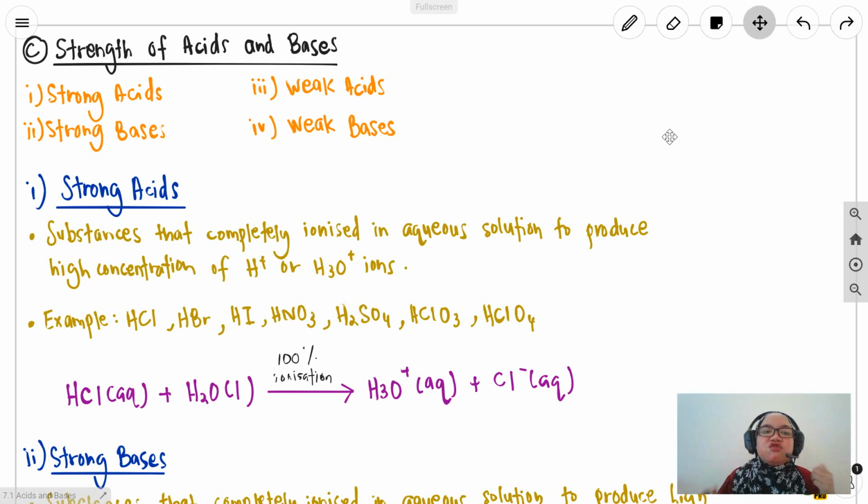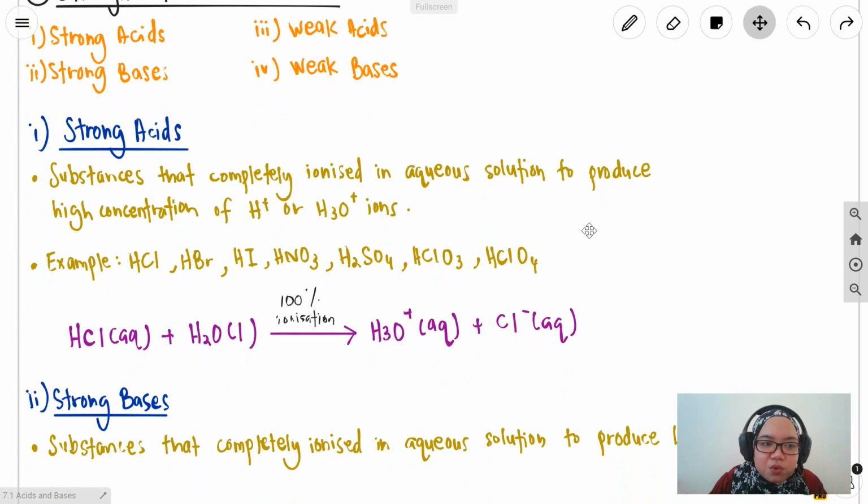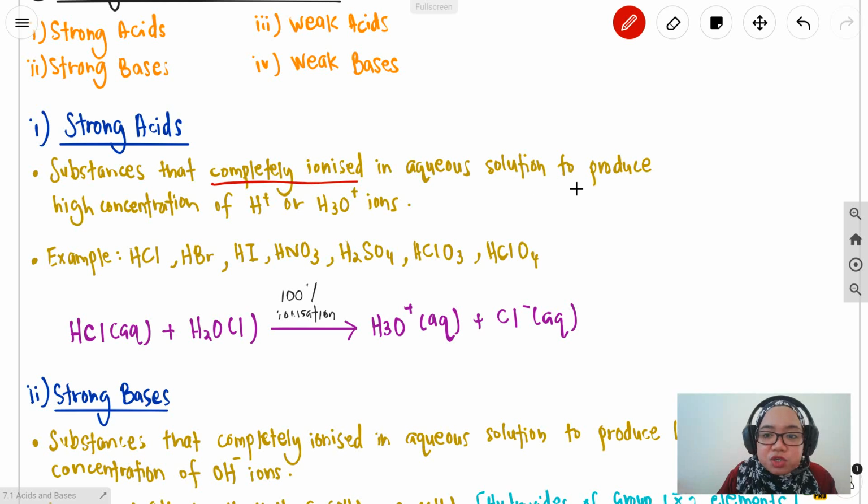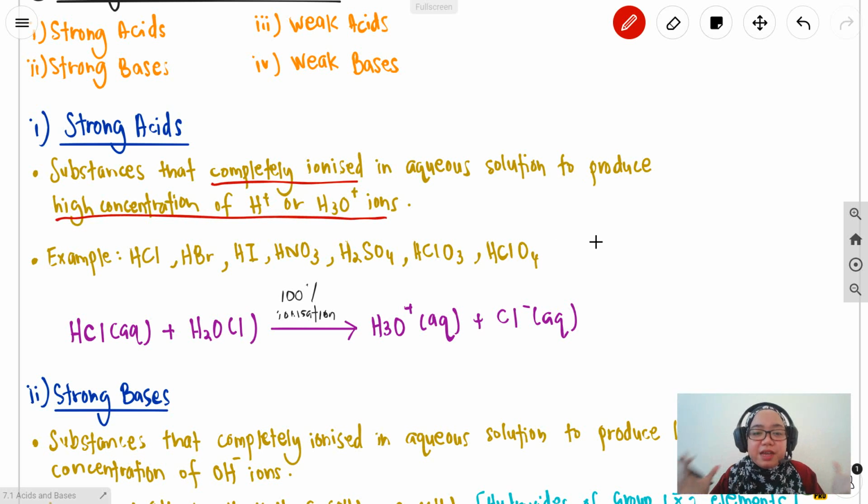So let's look at the strong acid first. What is the definition of a strong acid? A strong acid is a substance that is completely ionized in aqueous solution to produce a high concentration of H plus and hydronium ion. So a substance that is 100% ionized in aqueous solution to produce a very high concentration of hydrogen and hydronium ion is a strong acid.